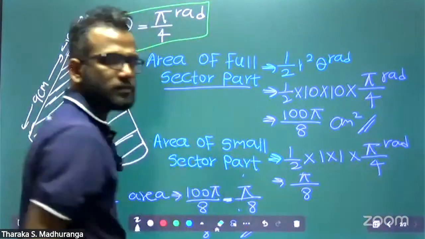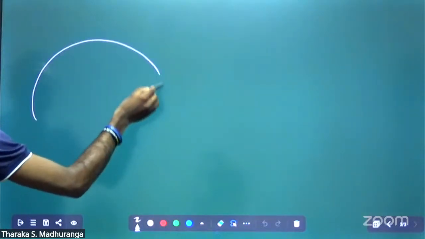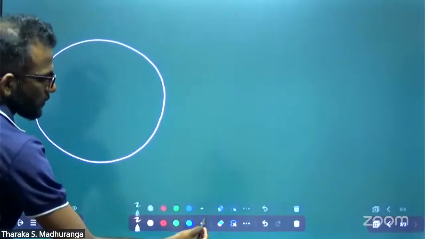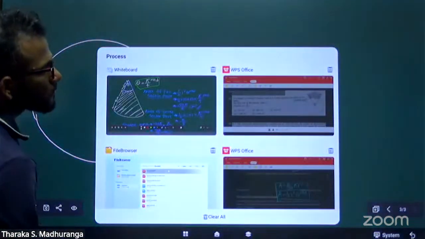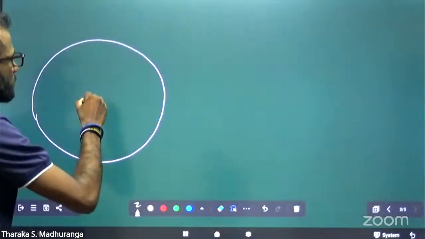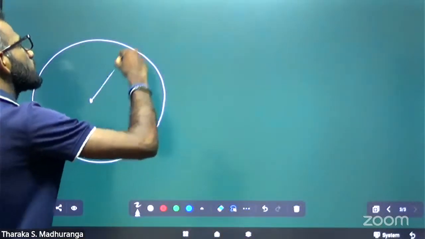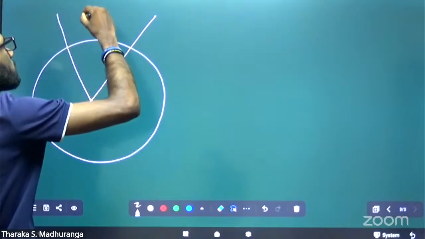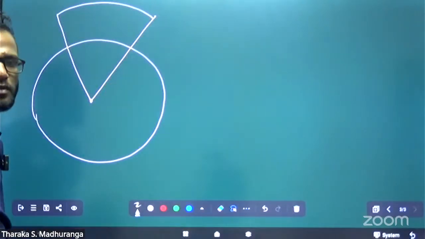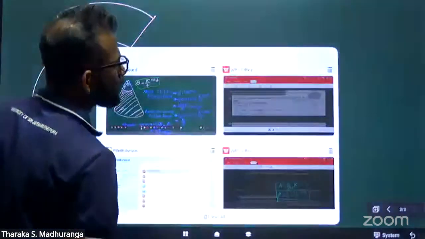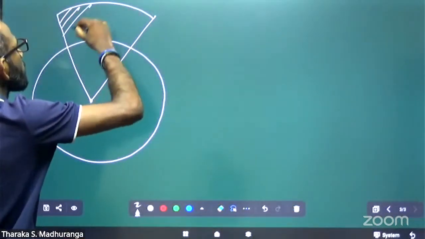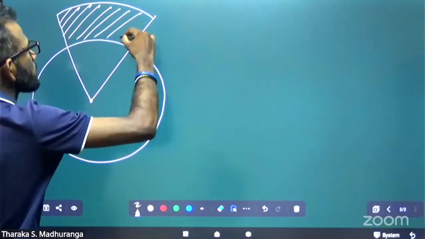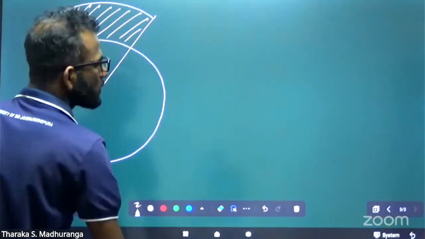Okay, I will draw the stage again. Okay, this is the shape of the stage. This is a circle, and this is the O. The shaded area is the question. The question asks for the area of the shaded part.